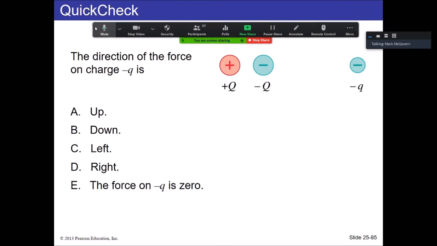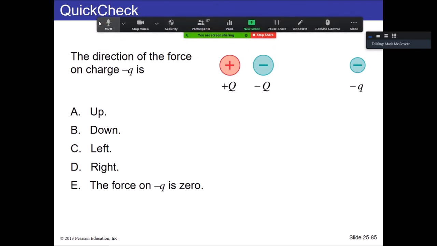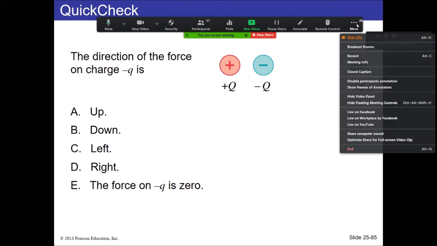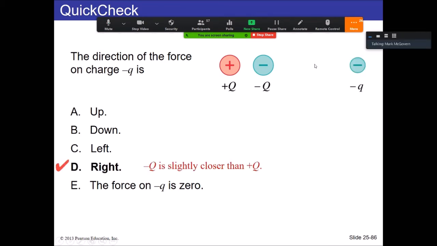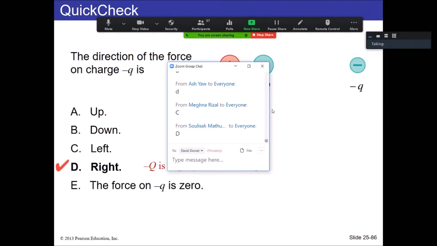Okay, fantastic. A lot of questions today. A lot of concept here. The direction of the force on minus q. That's the lowercase q. That's the one over here. What's the direction of the force? Now, to be clear, if it's not clear, net force. Net force, I should have put net. The answer is D. See a lot of D's in this chat.